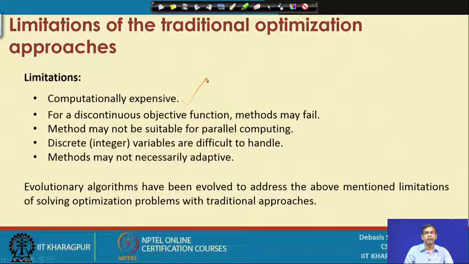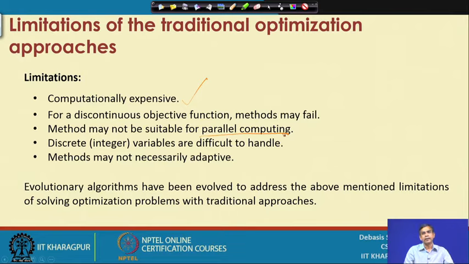So, usually we advise following parallel computing, but parallel computing may not be implementable using traditional optimization. So, we need something which is suitable for parallel computing. It is also observed that traditional optimization approaches are not good enough to deal with discrete values of the input parameters. So, if the input parameters have discrete values, then the existing optimization techniques cannot solve them.